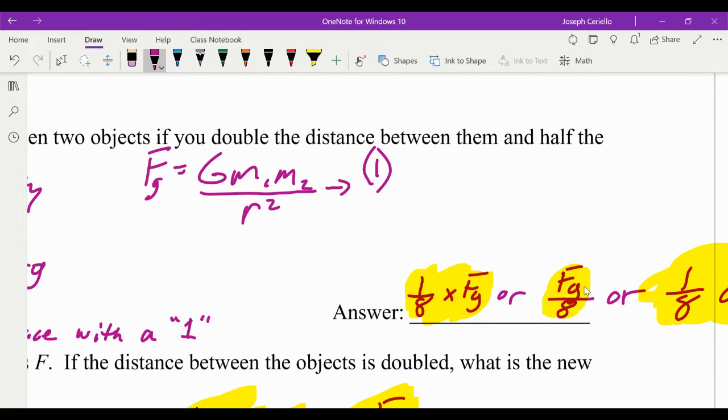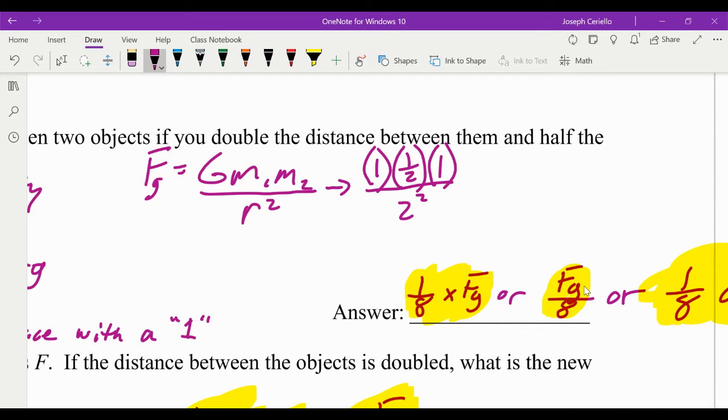Now let's look at the masses. I'm definitely changing one of the masses. It's 1/2 of what it was before, so you replace it with a 1/2. The other mass doesn't change, so we're going to leave it as a 1. It doesn't matter which mass you do. 1 times 1/2 is the same as 1/2 times 1. And the distance between them is doubled, so I replace that with a 2.